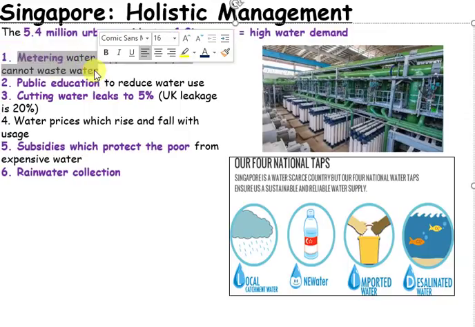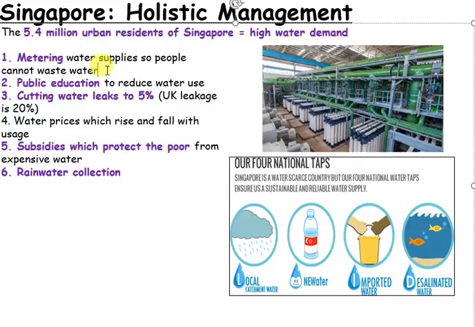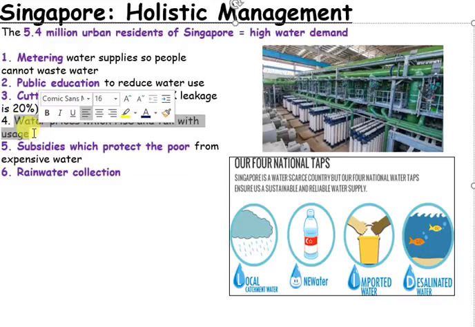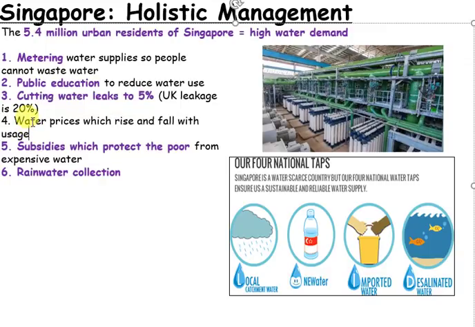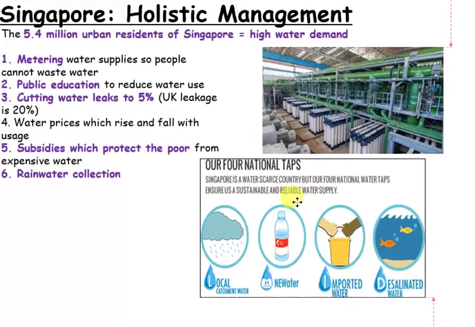Well, it metered water just like Israel. So if you're paying more for it, chances are you're not going to waste it. They educated the public in how to reduce their water use. They cut leaks to just 5%. If you compare that with the UK average, UK leakage is about 20%, which is quite significant. The prices rise and fall with the usage and the supply. So if they're going through times of drought, for instance, and people are using more, the price is going to go up because they're on a meter. They'll be encouraged to use less. And they also collected the rainwater in water butts and barrels to use themselves.